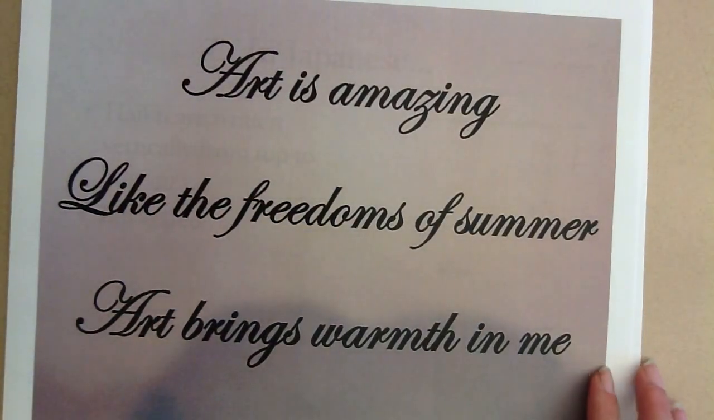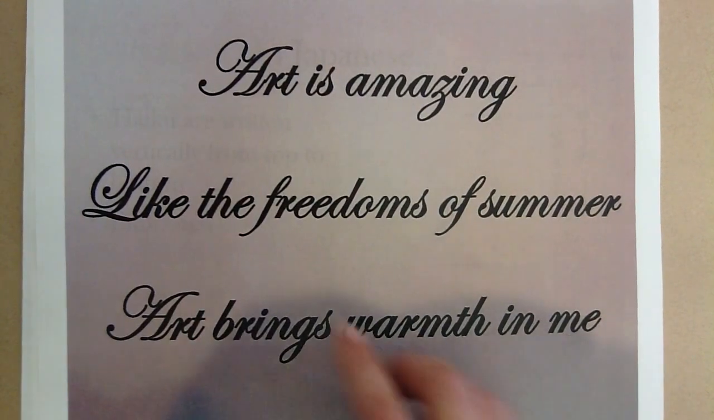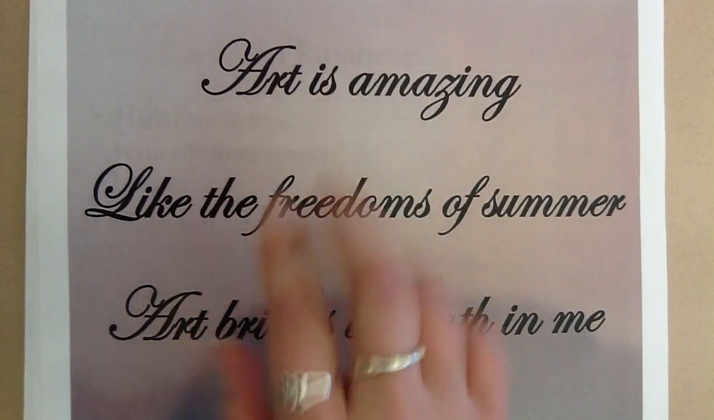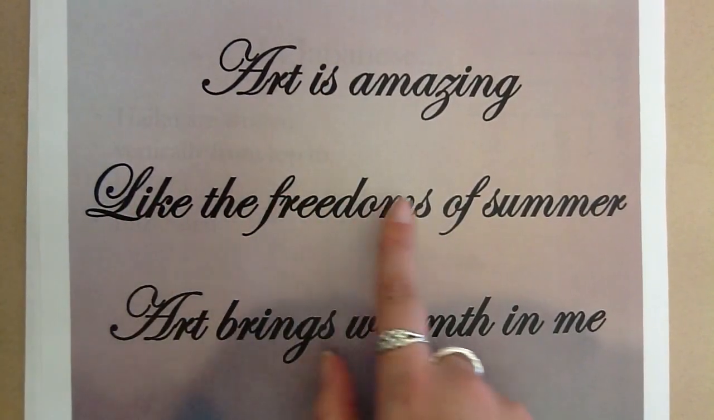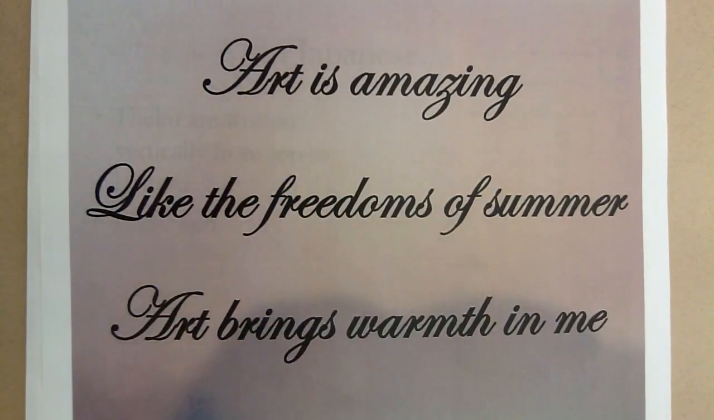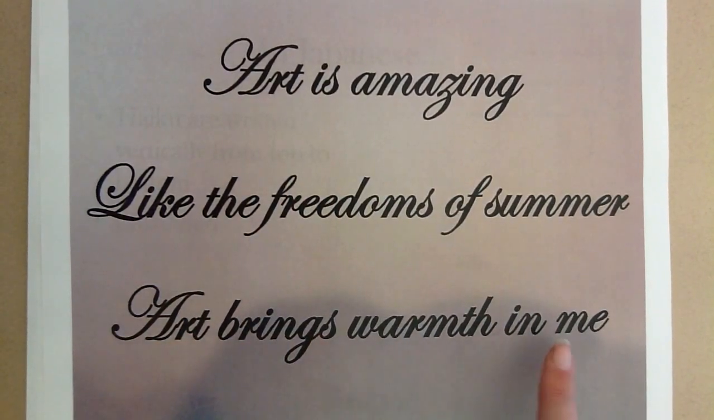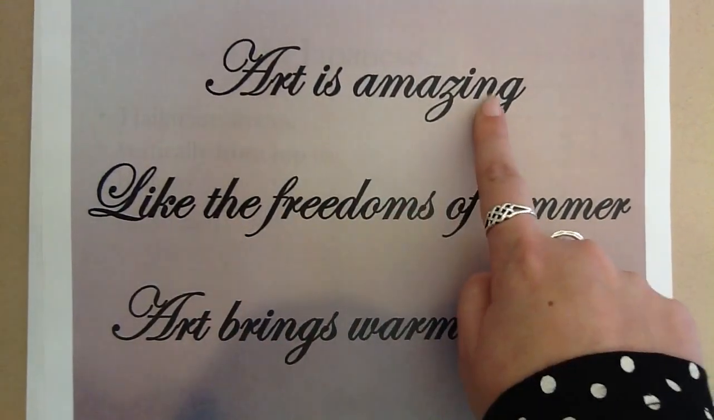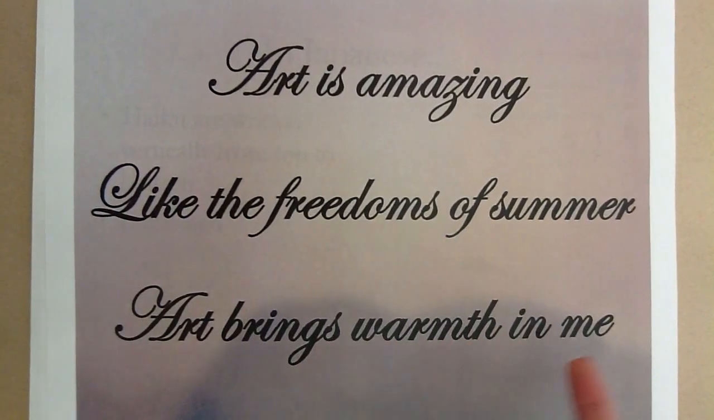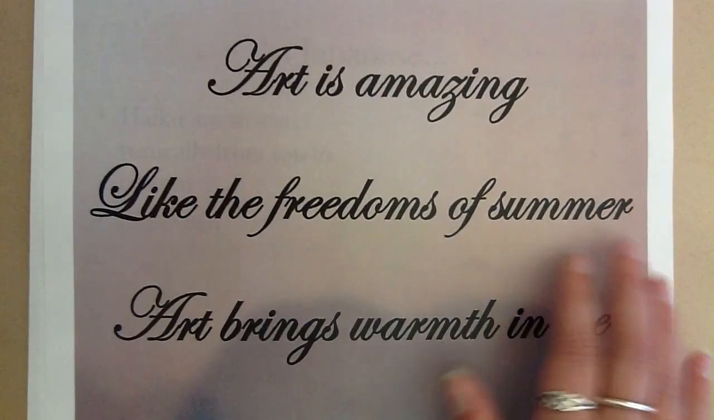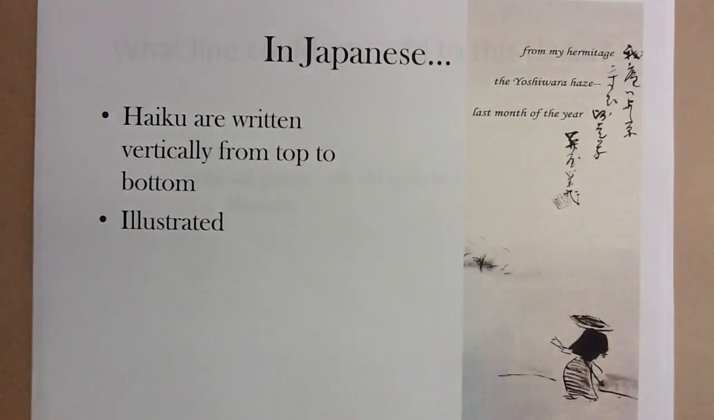Now, here's an example of a haiku. Okay? The first line, art is amazing. It's 5 syllables. Art is amazing. 5 syllables. Next, like the freedoms of summer. Like the freedoms of summer. 7 syllables. Art brings warmth in me. Art brings warmth in me. 5 syllables. 5, 7, 5. And of course, it has a mention of a season. So it's about art, but it references a season because that's traditionally how haiku works, the themes that it usually takes.